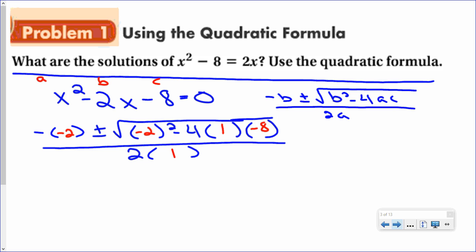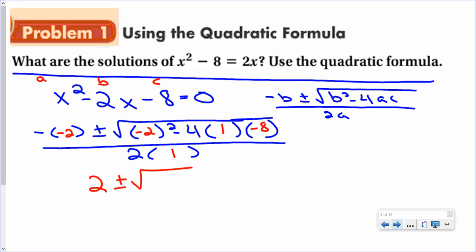I always treat this in three parts. The first part is the top left corner. 2 negatives in a row is a positive 2, plus or minus square root of. The next part, I get the part in parentheses down to one number. In the calculator or in your head, you would type this portion in exactly as you see it. The parentheses minus 2, squared minus 4, and then 1, then the negative 8, exactly as you see it. Otherwise, you'll get the wrong answer. But in all honesty, doing it in your head is not that bad either.